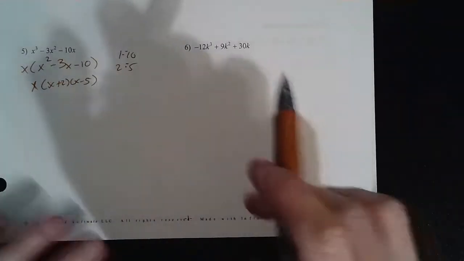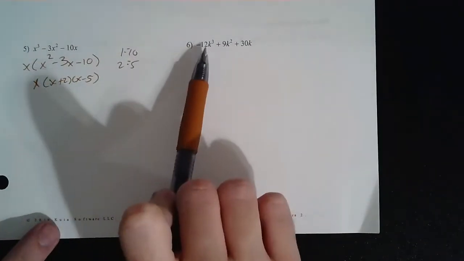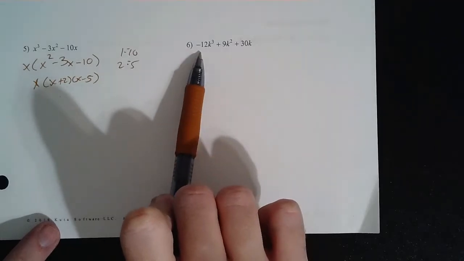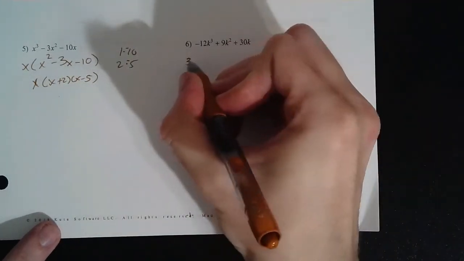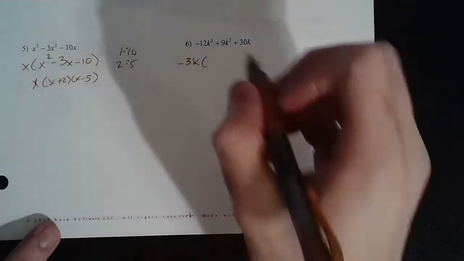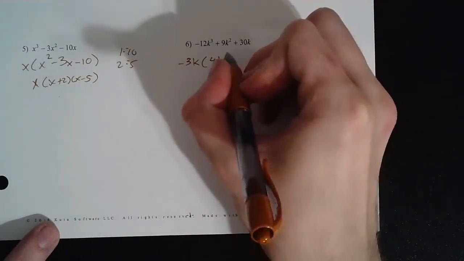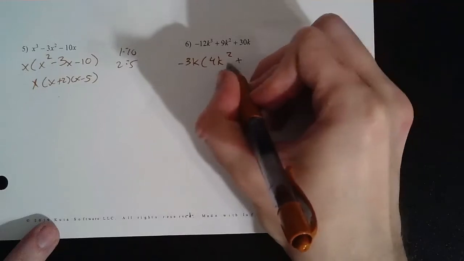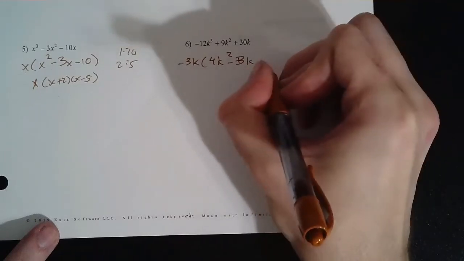So first of all, we have to ask ourselves, what number are we able to pull out from all three of these? In this case, it's a -3 and a k. So to take a -3k out, we're left over with 4k squared minus 3k minus 10.